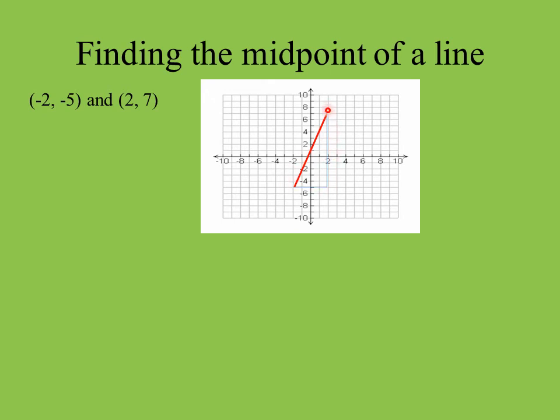But without a graph, how do we know that? How do we know it's across 4 and up 12 if we don't have a graph?